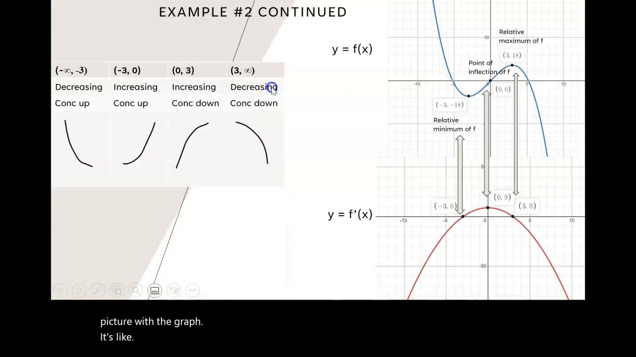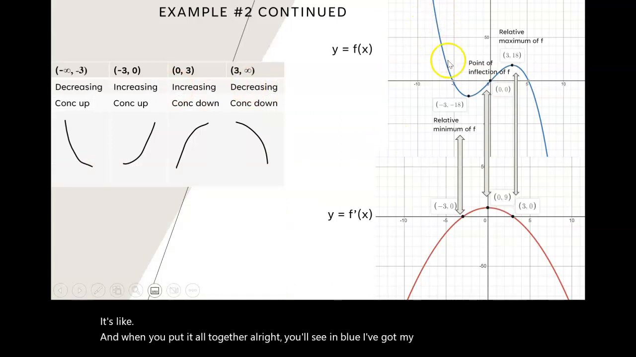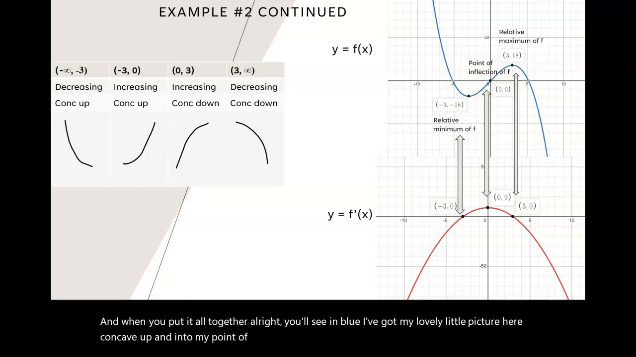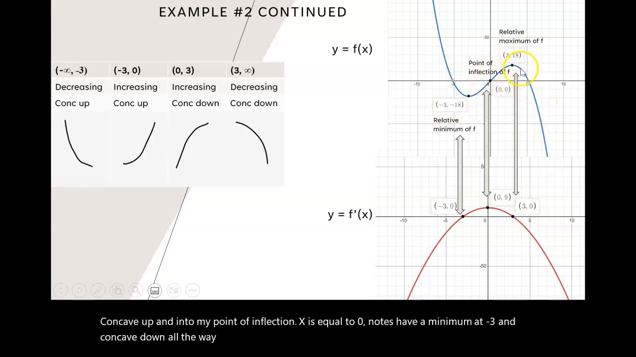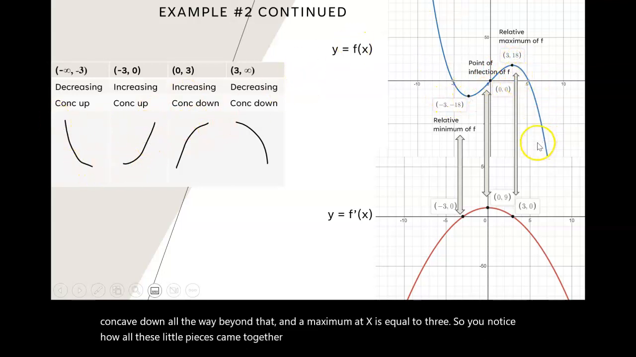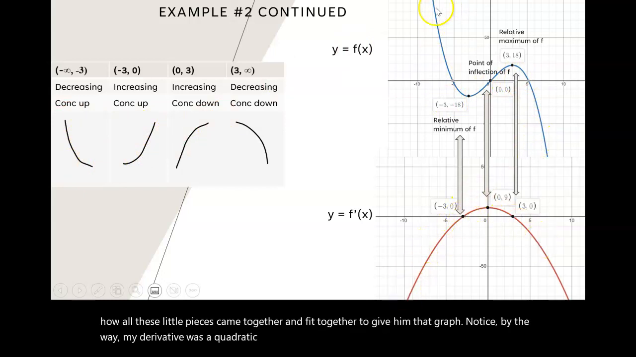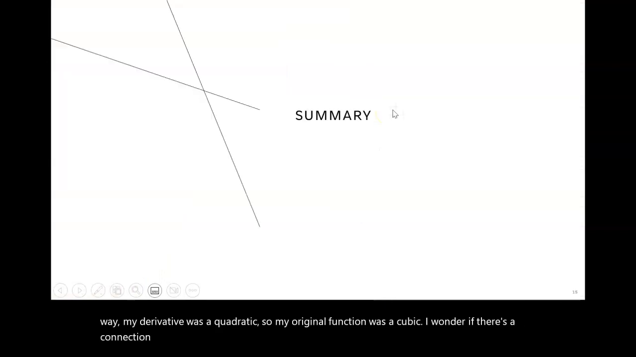And when you put it all together, you'll see in blue I've got my lovely little picture here, concave up and to my point of inflection, x equals 0. Notice I have a minimum at negative 3, concave down all the way beyond that, and a maximum at x equals 3. So you notice how all these little pieces came together and fit together to give me my graph. Notice, by the way, my derivative was a quadratic, so my original function was a cubic. I wonder if there's a connection there.